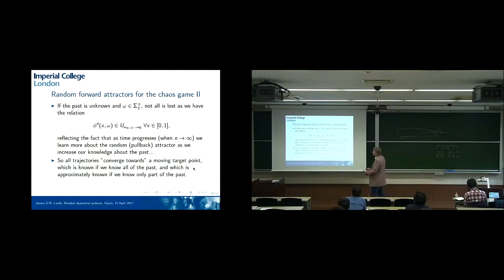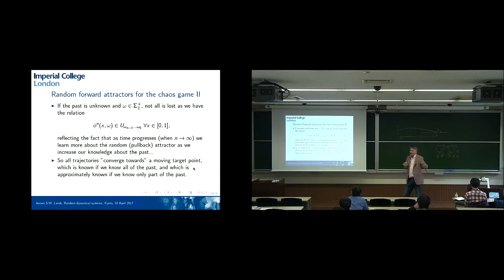And so the past is unknown, but not always lost, because we have some relation. Of course, if we know something of the past, we know where we are, more or less. And so as time progresses, we learn more about the random pullback attractor as we increase our knowledge about the past. So if we go into the future, we don't learn about the future, but we learn about our past. In some weird way, if I go forward, I know more about the realizations, and it gives me more of an idea of where I am.